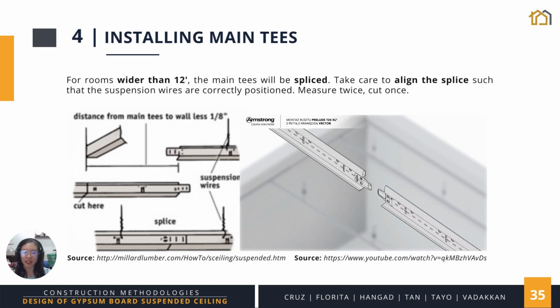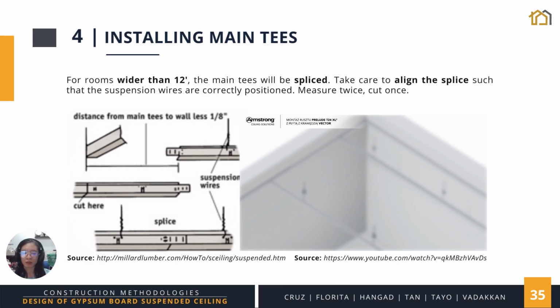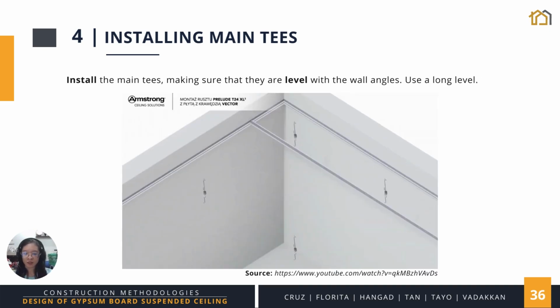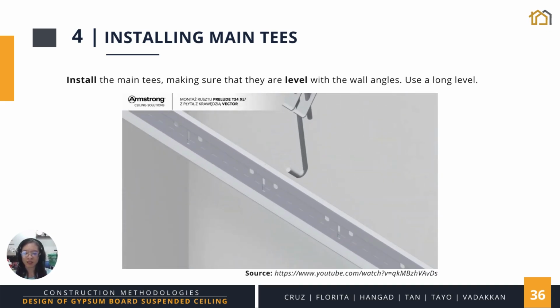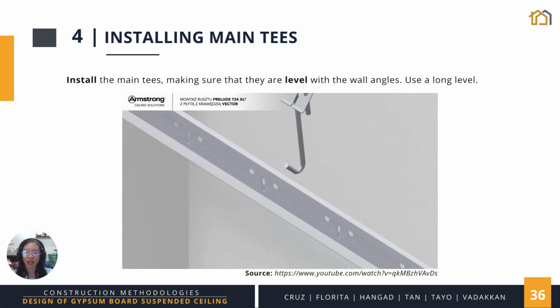The diagram on the left is an example of how to splice correctly, while the video on the right shows how the main T's connect. Finally, we install the main T's using the hangers we placed earlier. Make sure to use a long level to ensure that the main T's are aligned with the wall angles.